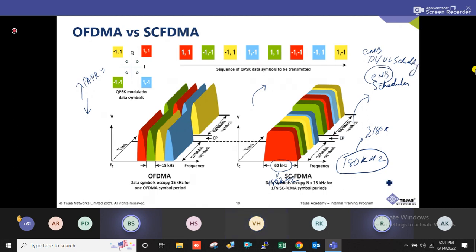Is it clear? But always remember this will be in the order of 180 kilohertz only. It will not be 60 kilohertz. 60 kilohertz is an example they have given just to show a comparison between OFDMA and SC-FDMA. But typically in LTE implementation, it will be 180 kilohertz. Okay. Now answer to you. I hope it's clear now.